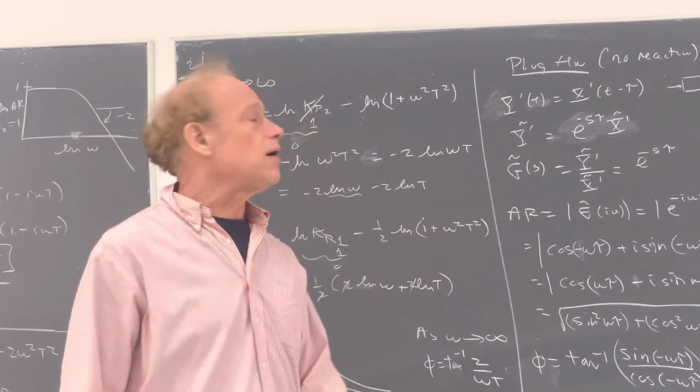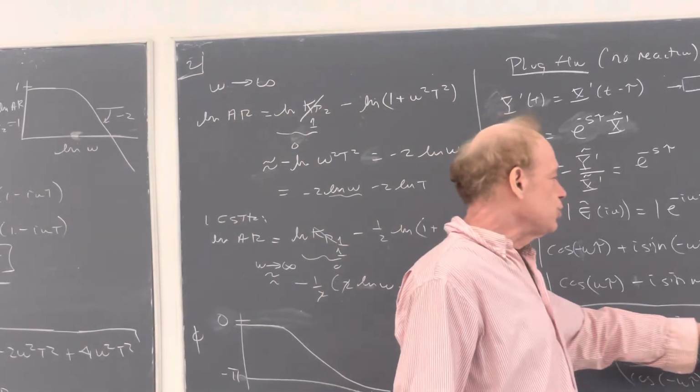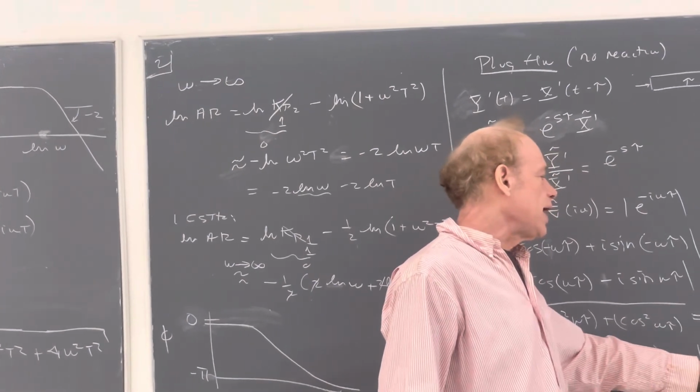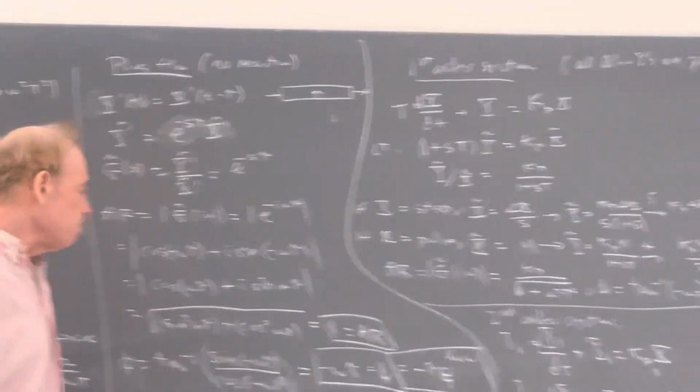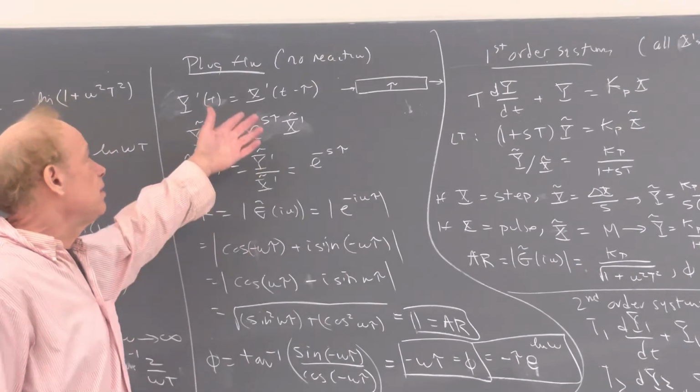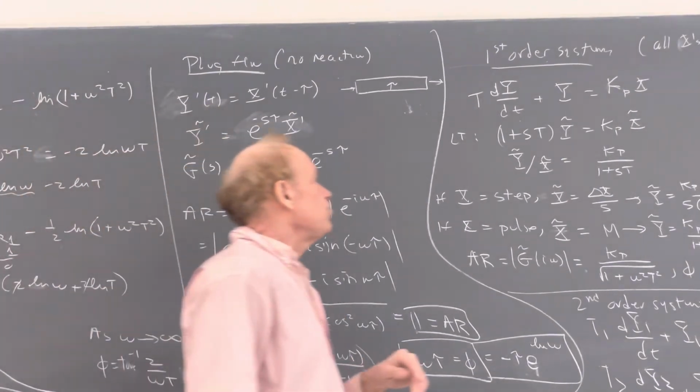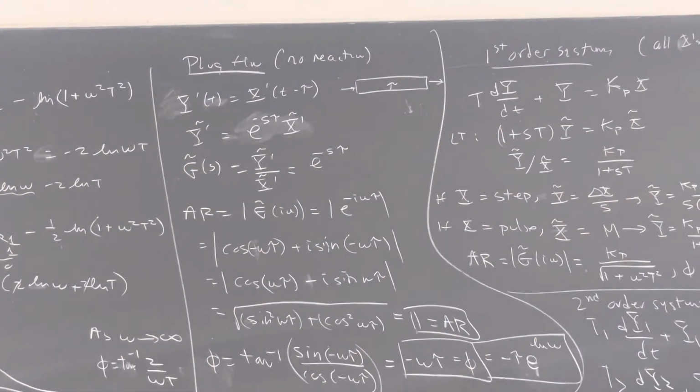Then for the plug flow reactor, we also calculated the amplitude ratio and the phase lag, and we then plotted them. It was a plug flow reactor with no reaction going on. Finally, we moved on to the formal treatment, to essentially do the same thing, but in a more unified notation. So for the first order system, it was exactly the same. I don't need to really belabor that.